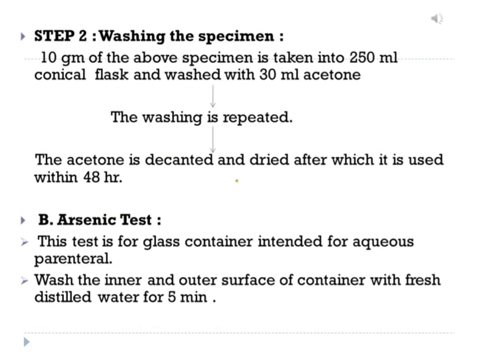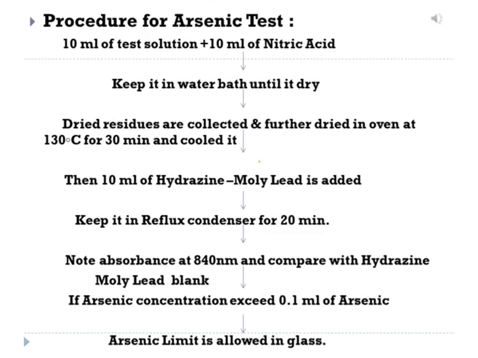Second test, arsenic test. This test is for glass container intended for the aqueous parenteral. Wash the inner and outer surface of the container with fresh distilled water for 5 minutes. Procedure for arsenic test: 10 ml of test solution plus 10 ml of nitric acid. Then keep it in a water bath until it dries. Then the dry residue is collected and further dried in an oven at 130 degrees Celsius for 30 minutes and cooled.